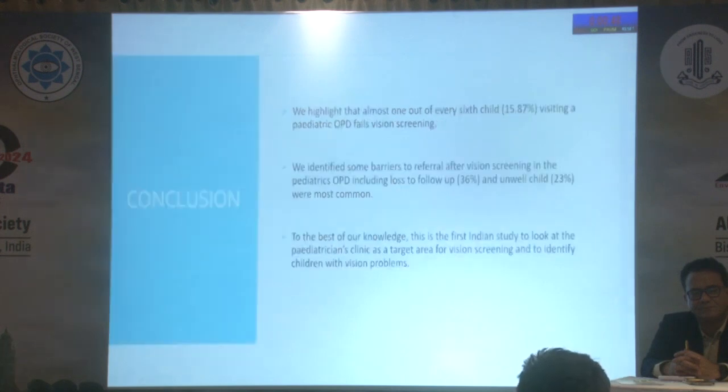In conclusion, we highlight that almost 1 out of every 6 children that visited the pediatric OPD failed the screening process, and we found that more than half of these children did not review with the ophthalmologist, the common reasons being loss to follow-up and child being unwell. To the best of our knowledge, this is the first Indian study to look at the pediatric clinic as a target area for vision screening and to identify vision problems in children.